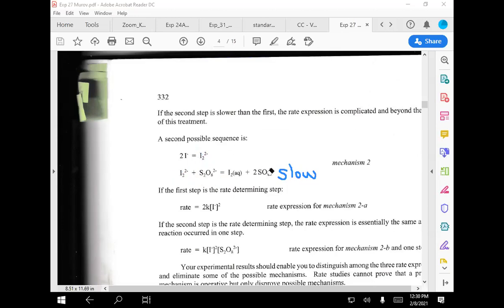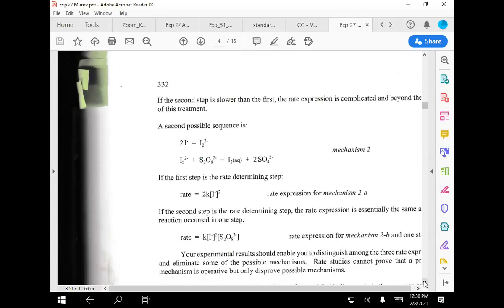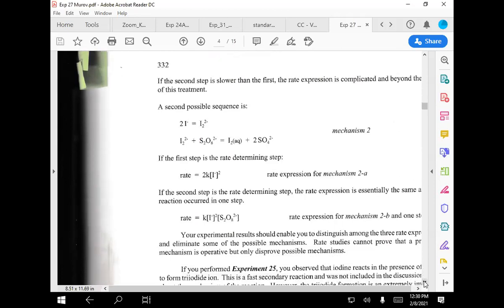Where does the SO4 go though? That's the product. We're just going to look at the reactants for our rate laws. We're going to base our rate laws on the reactants only. So we're not going to worry about the products. So how do you determine which one is the slow step? Oh, from our data.